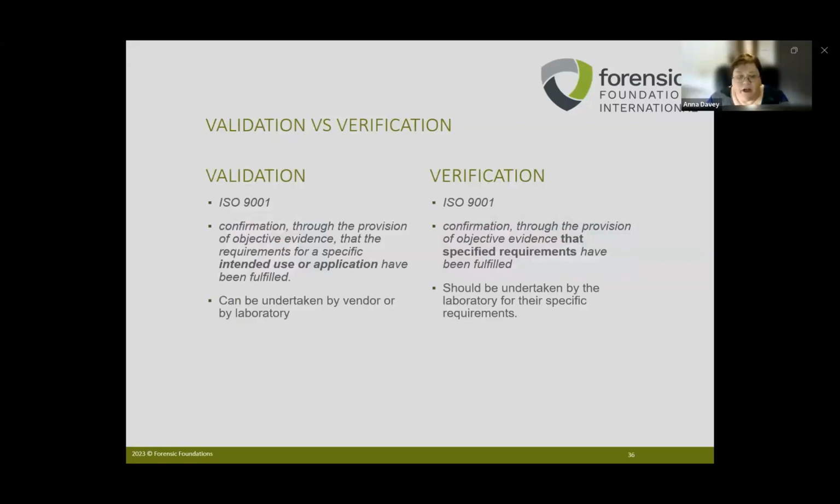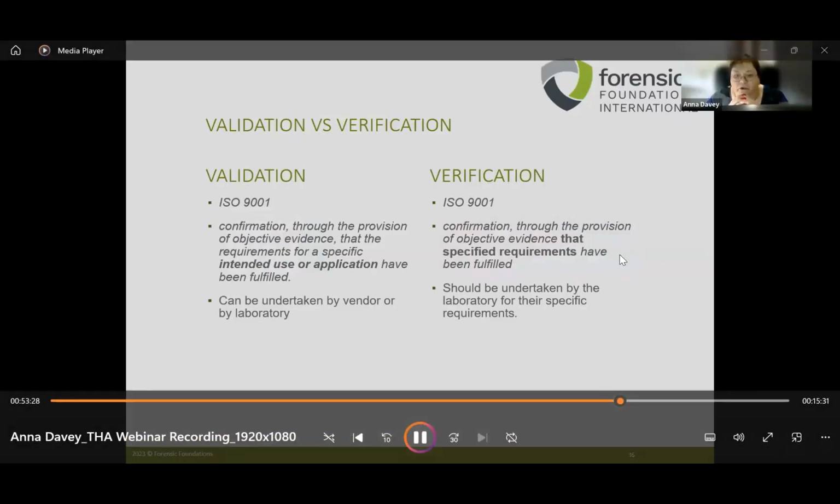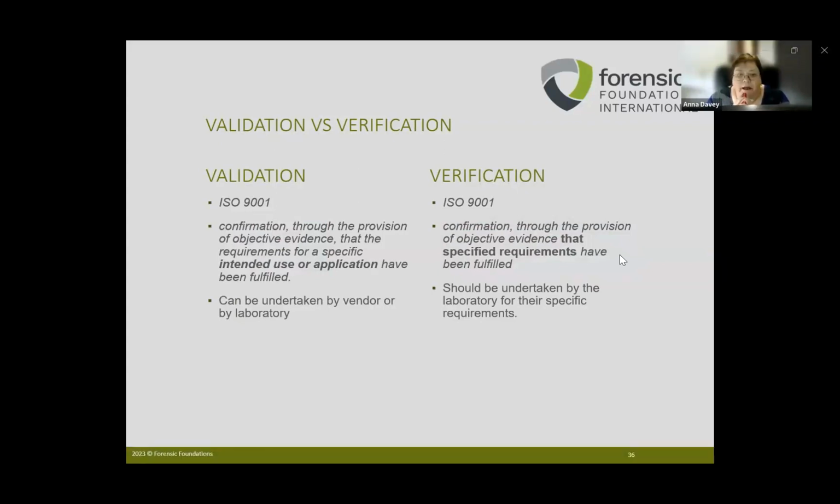Okay, so let's think about validation to start with. The definition in 9001 is confirmation through the provision of objective evidence that the requirements for a specific intended use or application have been fulfilled. Now, this can be done either by the vendor, by the laboratory, or by another laboratory. If a procedure has been validated by another reputable organization, that validation can be adopted by a laboratory. The validation doesn't need to be completely repeated in a laboratory, okay? Because what we're talking about is the requirements for a specific intended use.